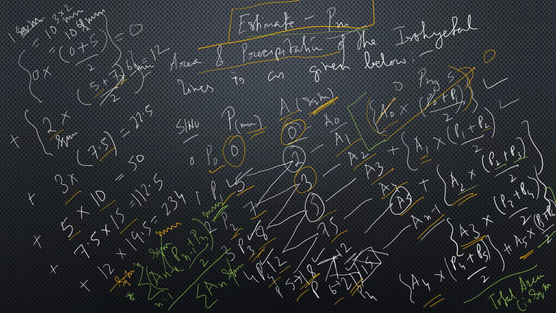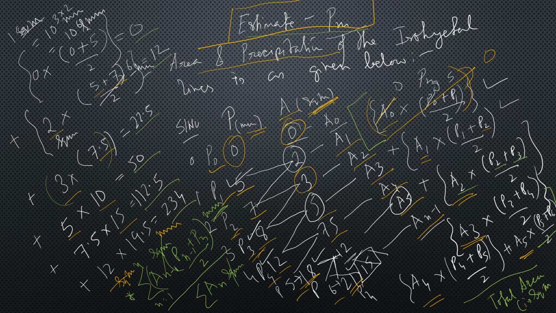So it satisfies the dimension laws. What we do is we multiply this area term with this precipitation term, and these will be the results. All of these will be the results. Correct? So what we'll do is we will add all these things: 0 plus 12 plus 22.5 plus 50 plus 112.5 plus 234. This entire term will be added now.